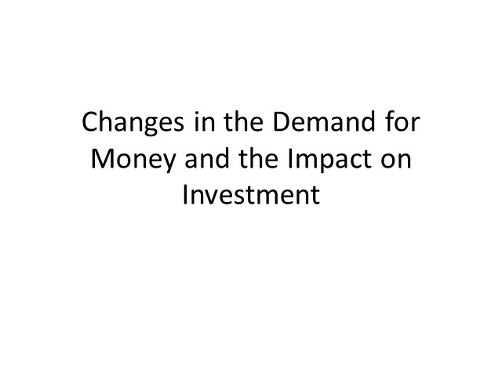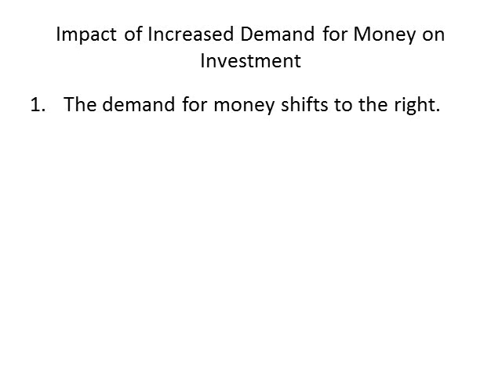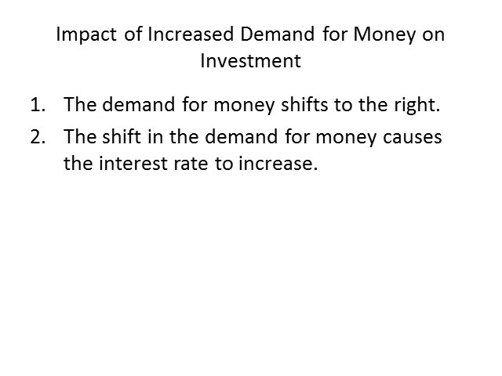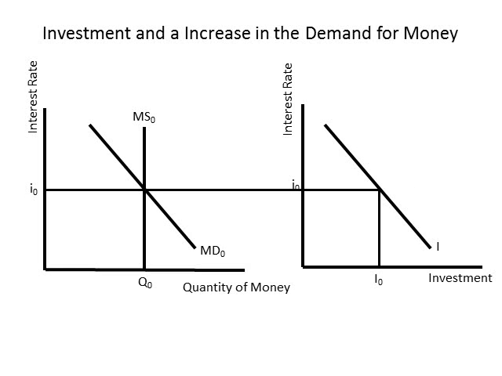Now that we've looked at the impact of changes in the money supply on investment, let's look at the impact of the changes in the demand for money on investment. Let's see what happens when the demand for money shifts to the right. First, the demand for money shifts to the right. Second, the shift in the demand for money causes the interest rate to increase. The increase in the interest rate causes investment to decrease. Let's look at this in a graphical format.